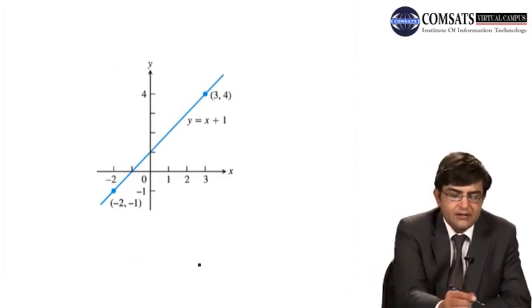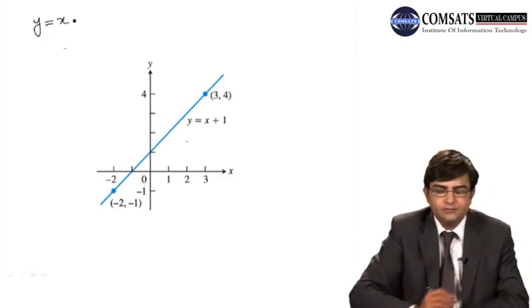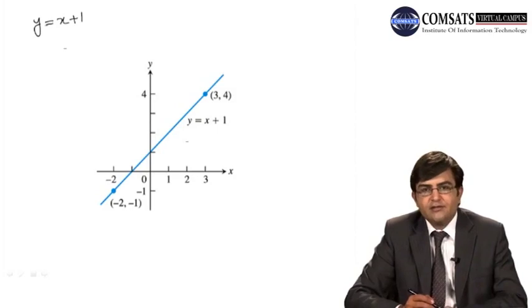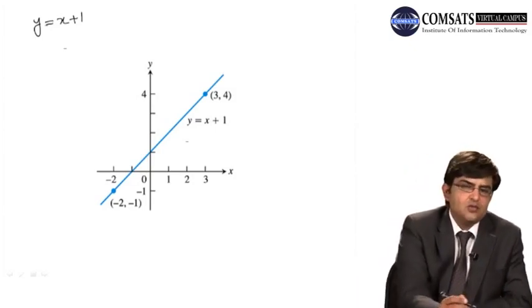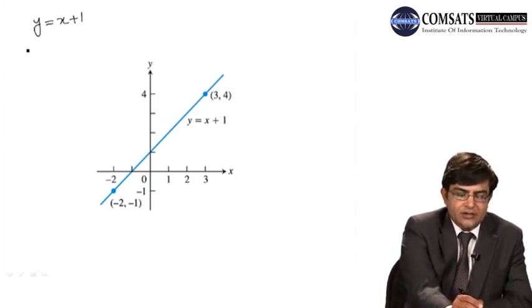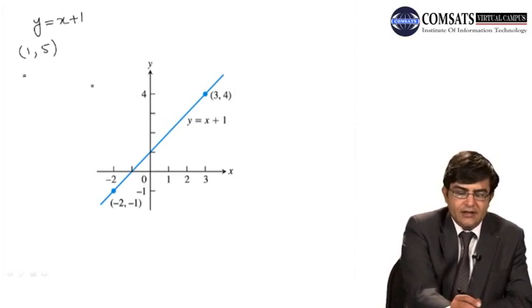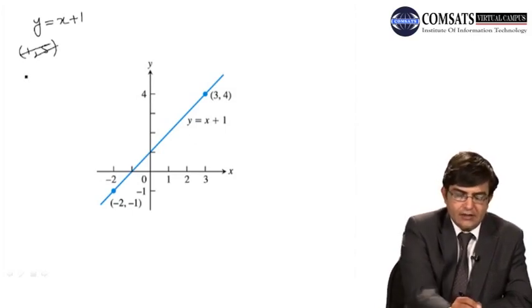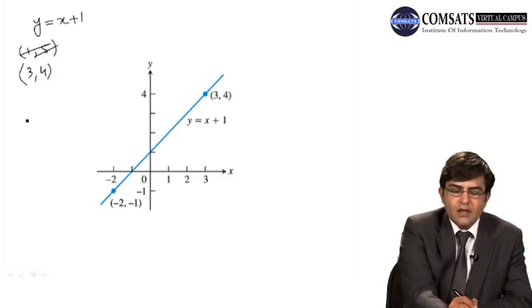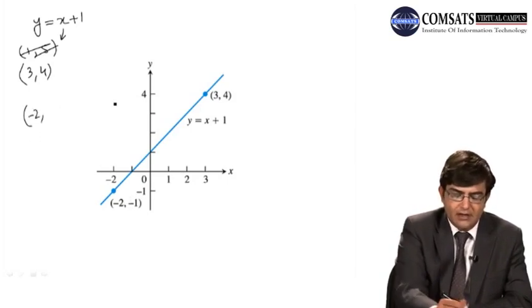Then how do we plot a function? For example, if we are given a function y equals x plus 1, this is the equation of a straight line you have studied in earlier classes. So plotting straight lines is very easy in the Cartesian plane. We take any two points. Here we have taken 3 and 4, because if we take x as 3 then y must be 4, and the other point we choose x as minus 2 and y must be minus 1.